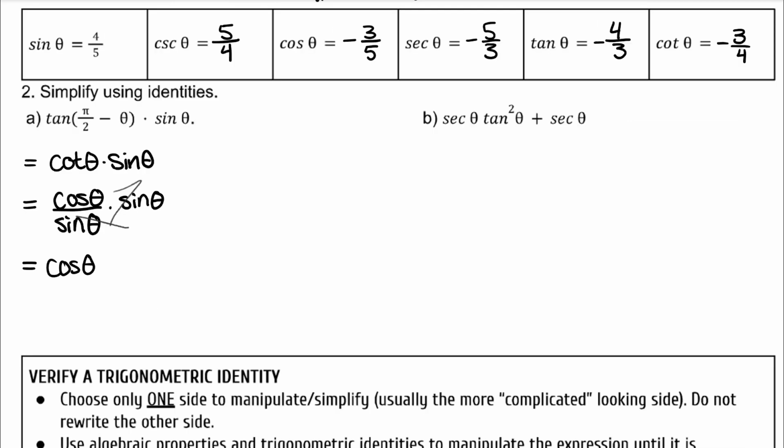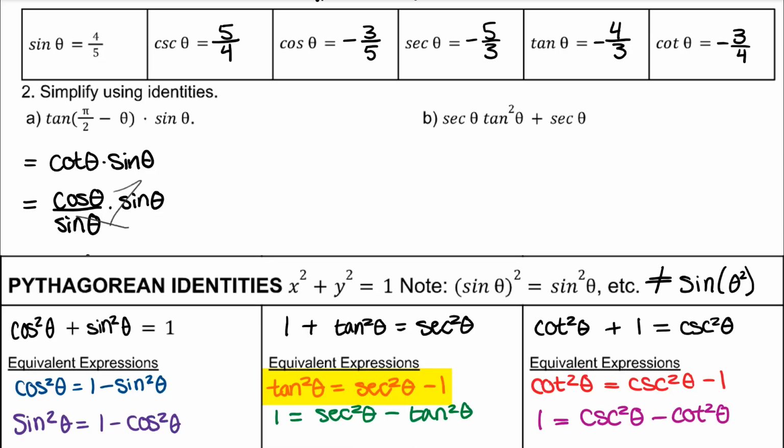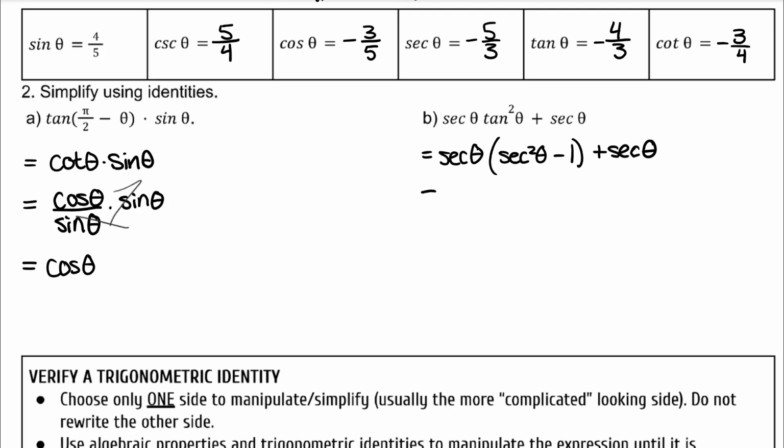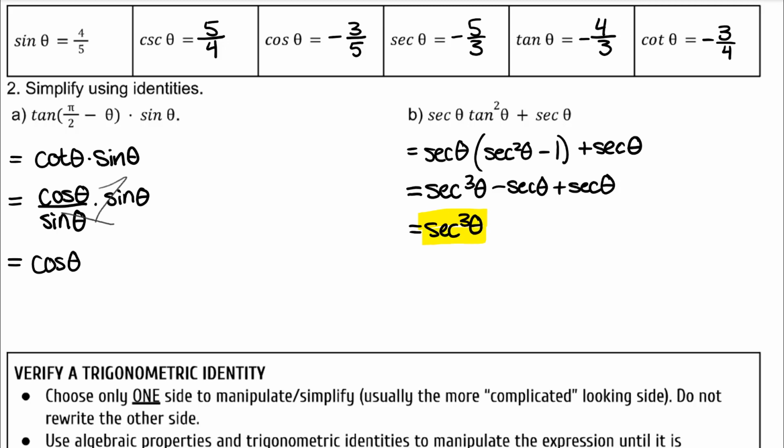For part B, I have one relationship that relates tangent squared theta to secant, and it's specifically the Pythagorean identity where tangent squared theta is equal to secant squared theta minus 1. So maybe if I substitute secant squared theta minus 1, I can get things in terms of secants and then simplify it from there. Distribute secant theta. Oh look, negative secant theta plus secant theta is 0. So this expression simplifies to be secant cubed theta.